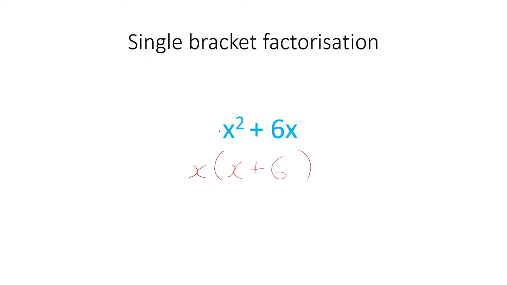So what I've done there is factorize fully the expression x squared plus 6x by first taking out the thing that's common to both of those, which was x, and then thinking about what goes inside the bracket by thinking about what I multiply x by to get back to my starting expression. If you want to check you've done it correctly, you can then expand this bracket. You can expand by doing x times x, which is x squared, and x times 6, which is plus 6x. Because these two things match up, we know we factorized correctly.